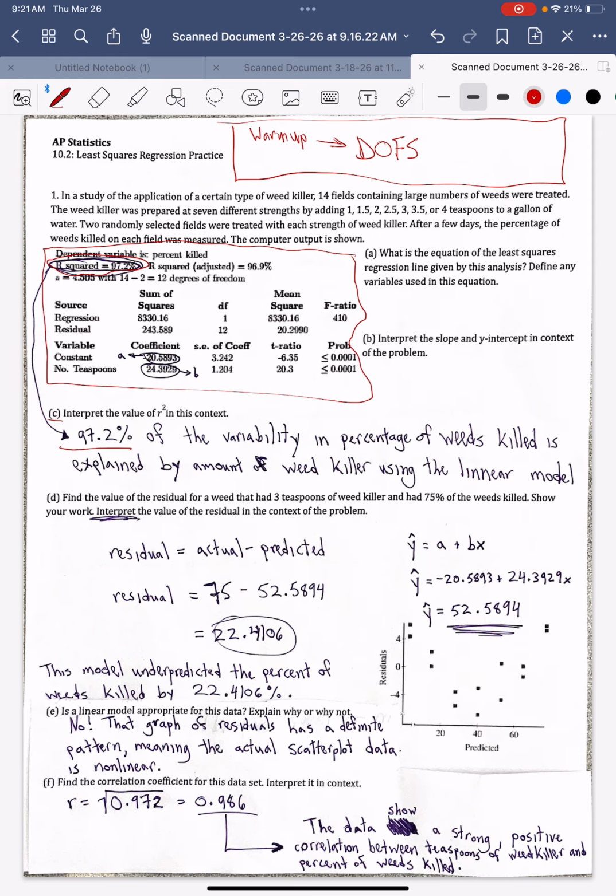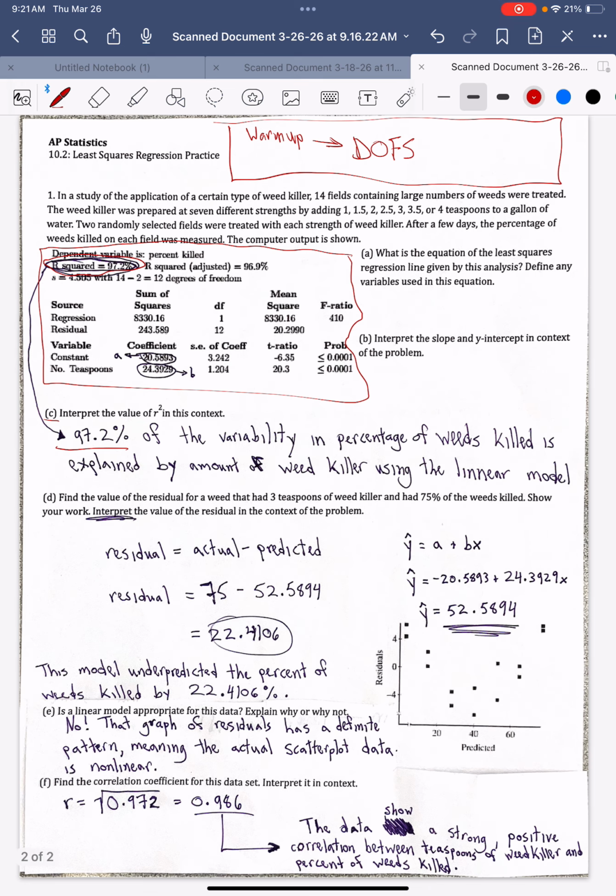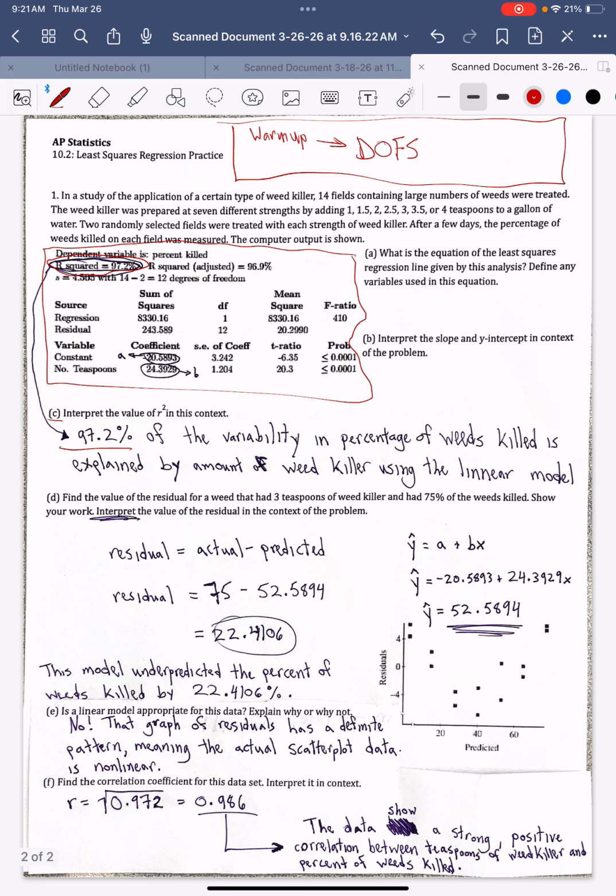And that's a really, really good R squared for us. That means that 97.2% of what's going on with weeds dying is explained by the weed killer being used. On the other hand, what that also says is that only 2.8% of that variability is unexplained, so explained by some other variable. That's a really strong R squared. What that tells me is we'll never have causation, but we're pretty certain that this is what's leading to this, okay? So that's what we got for C, and that's what we got for that calculator output.